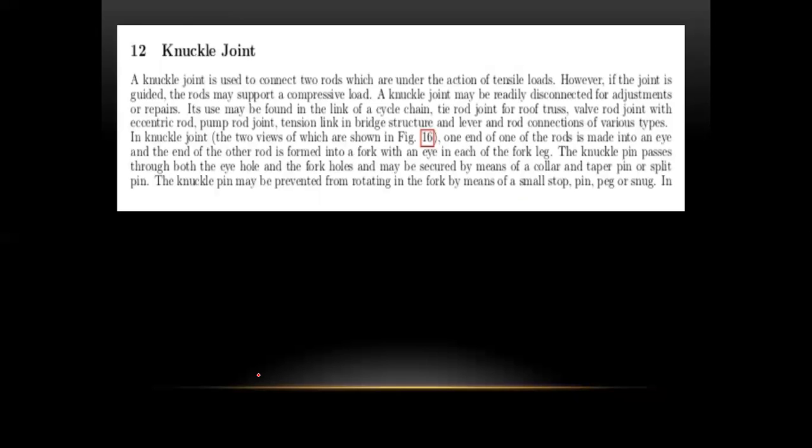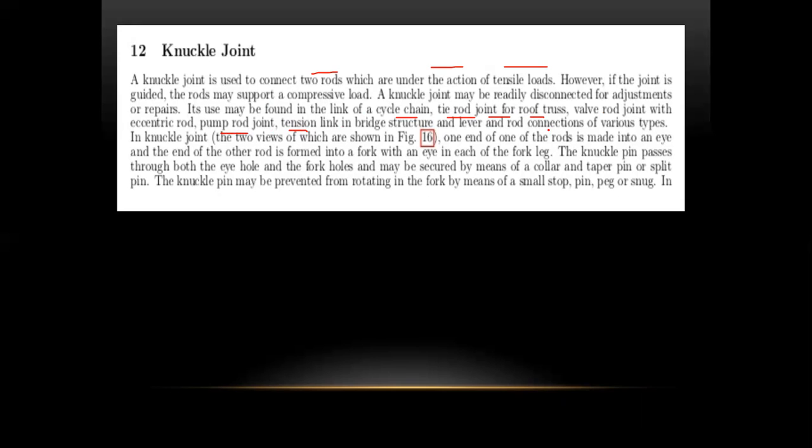Now the next one is the knuckle joint, right? The knuckle joint is used to connect two rods which are under the action of tensile loads. However, if the joint is guided, the rods may support a compressive load. A knuckle joint may be readily disconnected for adjustments and repairs. It may be found in the link of a cycle chain, tie rod, and tie rod joints for a roof truss, as well as in rods with eccentric load, pump joints, tension links in bridge structures, levers, and rod connections of various types.